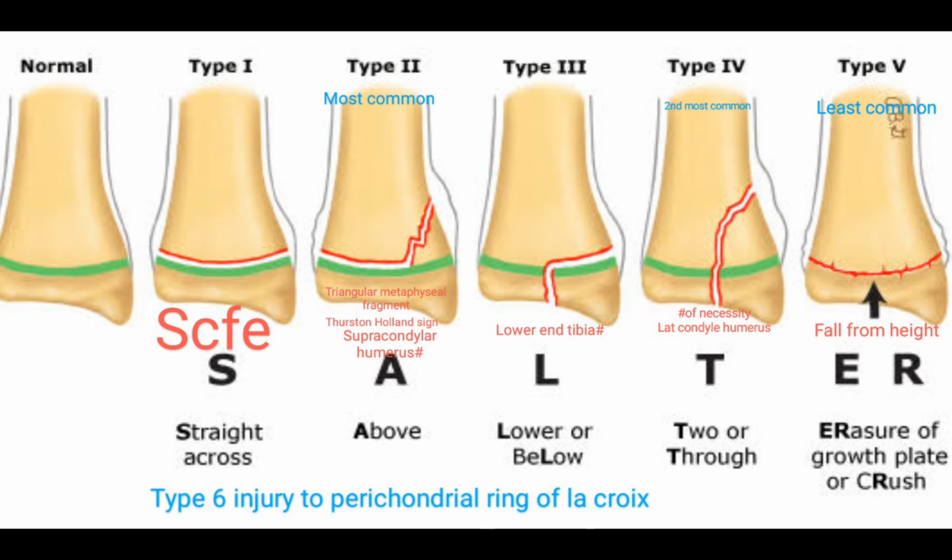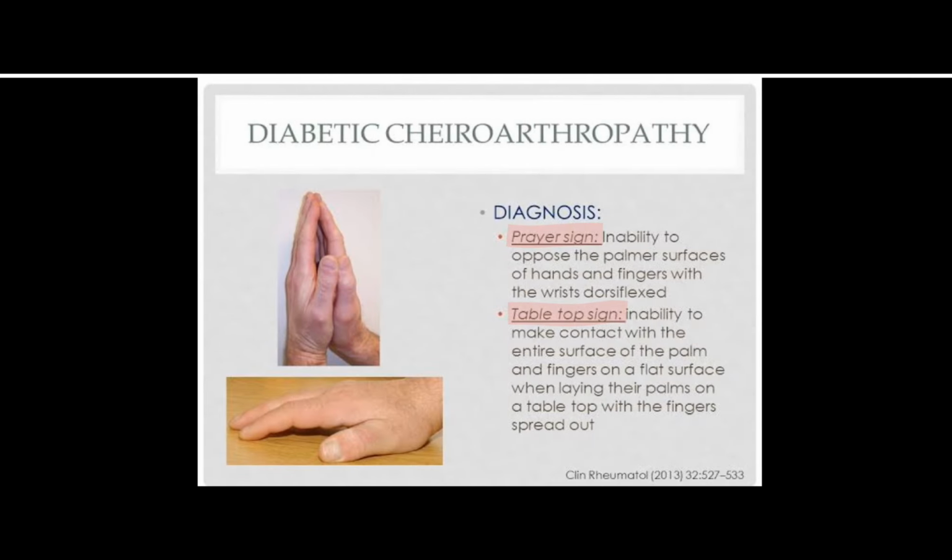And type 6 is injury to the perichondrial ring of Lacroix. Remember it as such. So that was about the Salter's classification. Then the next image shown is of diabetic cheiroarthropathy. In diabetic cheiroarthropathy, we have the prayer sign. Prayer sign is basically inability to oppose the palmar surfaces of hands and fingers with the wrist dorsiflexed.